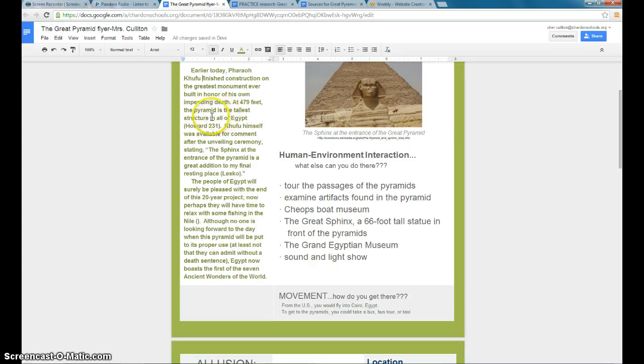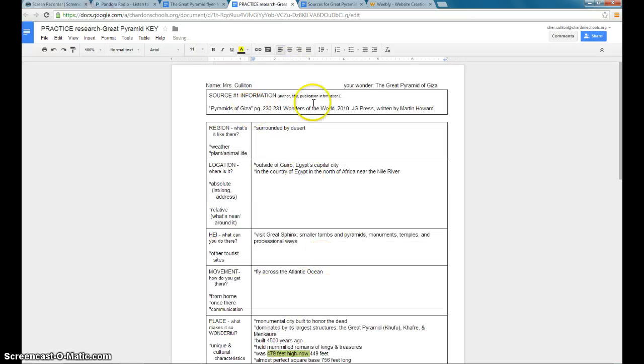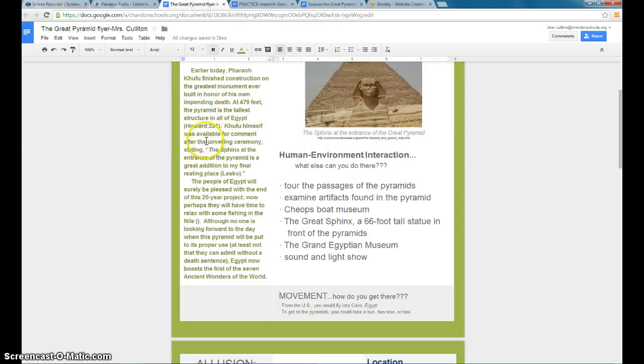It says at 479 feet, which is one of my facts, I can go on my research chart and see here's where I had that. And I'm even going to highlight that to make it stand out. And if I look on here, that came from my book source, which was The Pyramids of Giza by Martin Howard. And looking at my works cited page, it tells me that this is what I have to put in parentheses, Howard, and the page numbers. And so I already did that, Howard. And I know that it came from page 231.